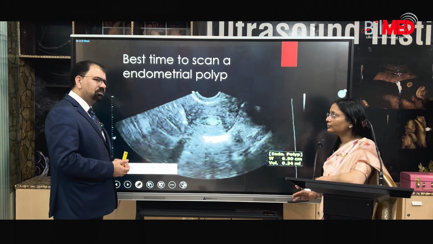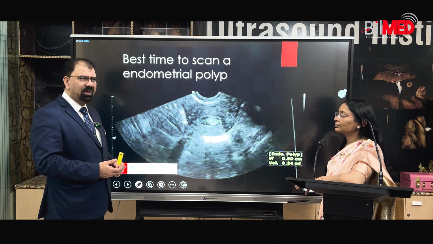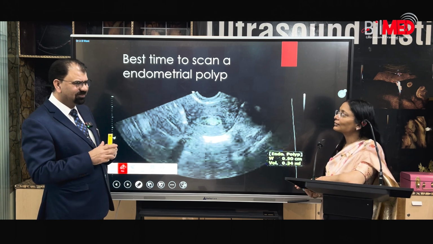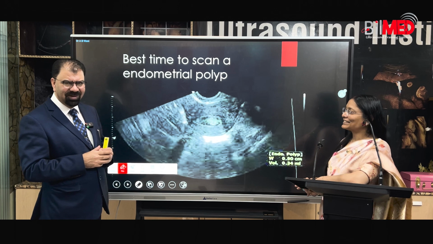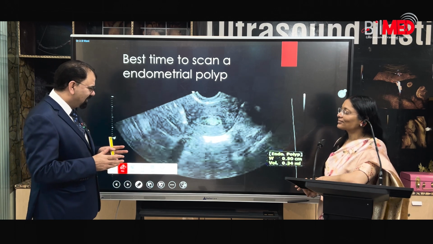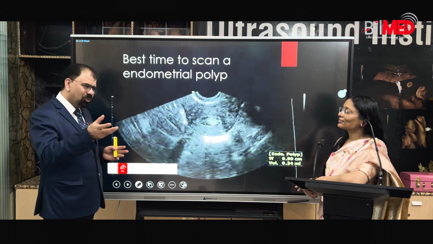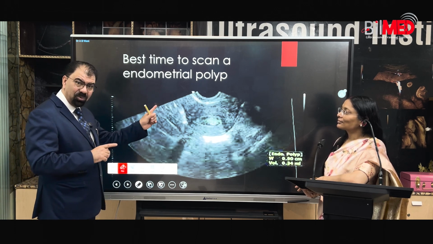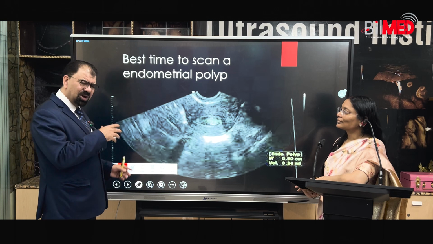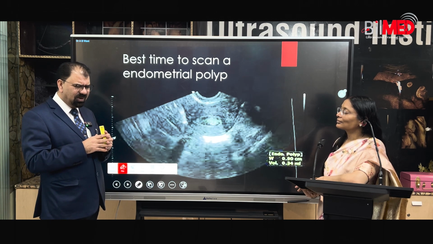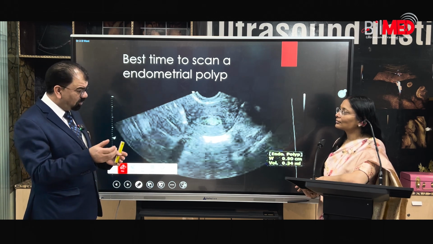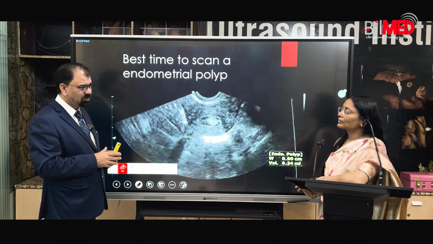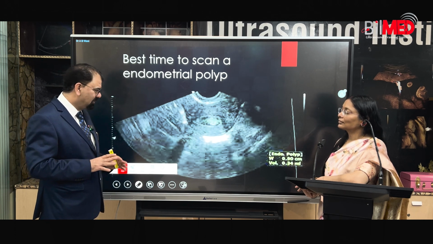So first of all, remember this: as is the father, so will be the son. I will come to that, but remember this: as is the father, so will be the son. This is very important. Ultrasound needs detailed theoretical knowledge. Then only you can hold the probe. Don't hold the probe without any knowledge of ultrasound, otherwise you will struggle your whole life.